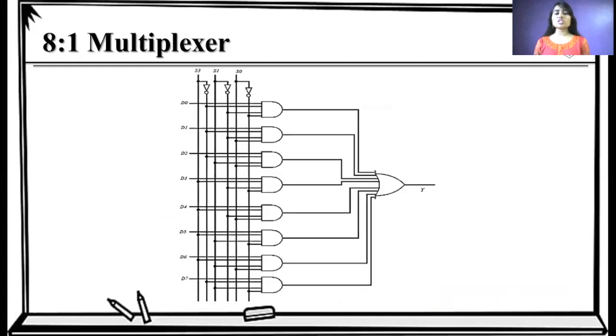So here we require 8 input lines and 3 selection lines, and for the 3 selection lines we have to use 3 inverters, and then for 8 terms we have 8 AND gates and 1 OR gate. So this is how an 8-to-1 multiplexer can be designed using logic gates.